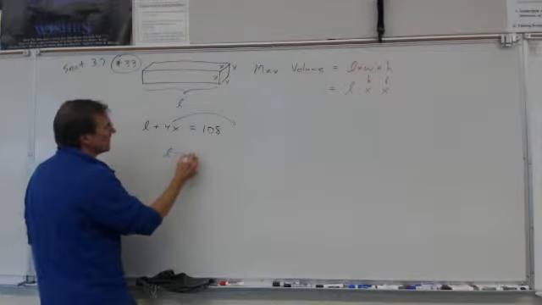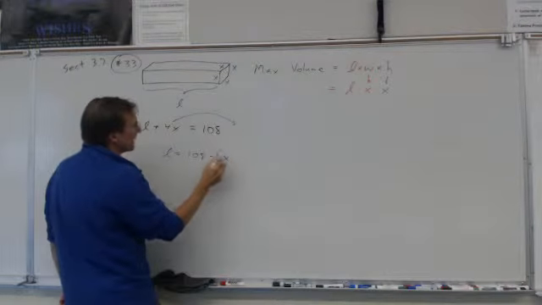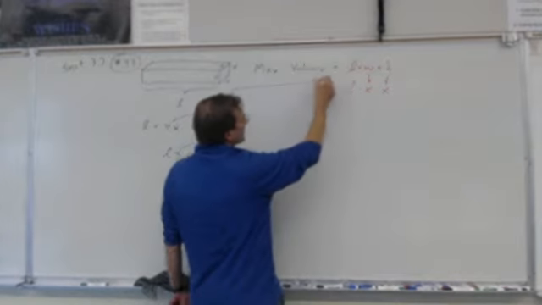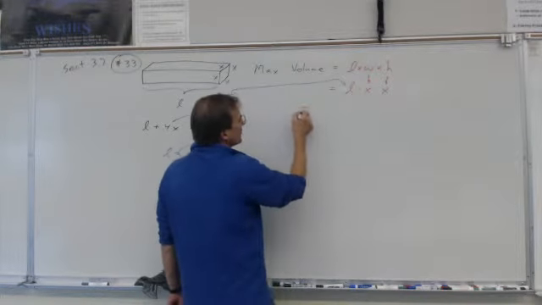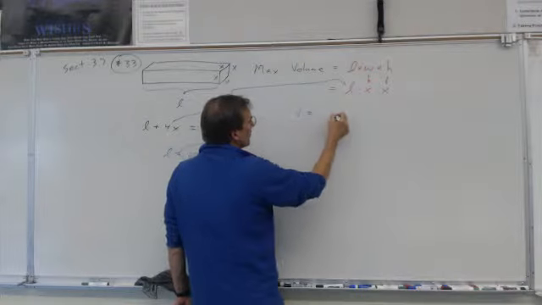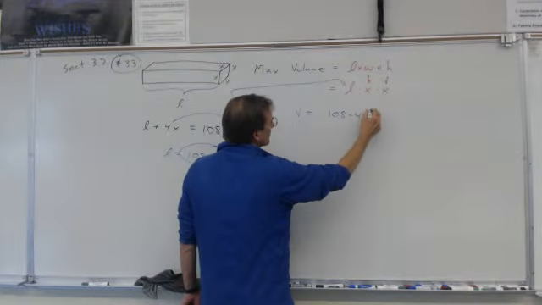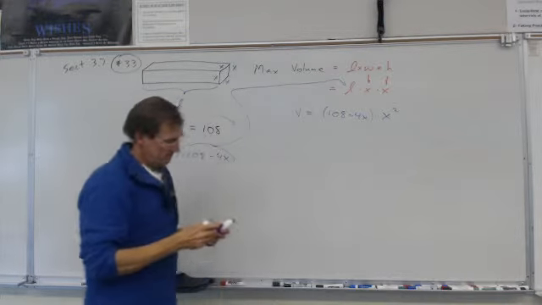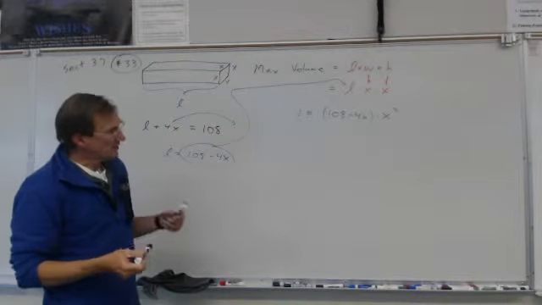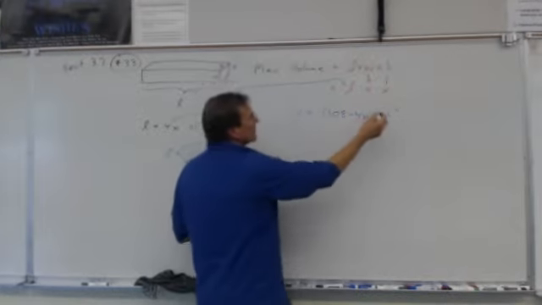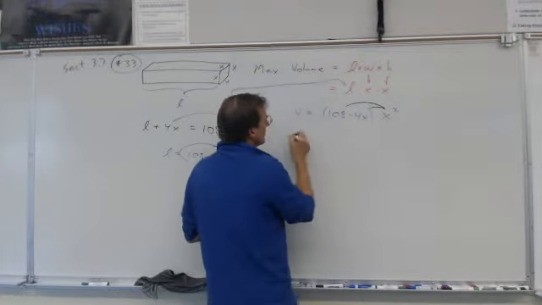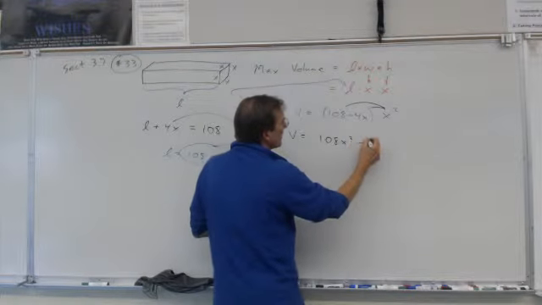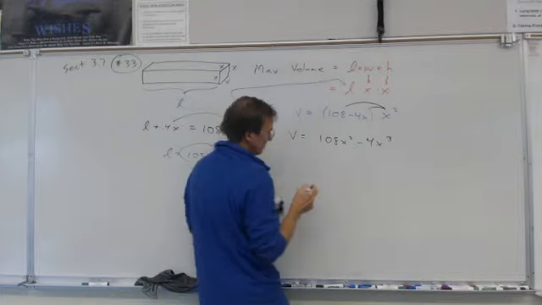So L is going to be 108 minus 4x. We're going to take that 108 minus 4x and put it in here for L. So we get another equation for volume: volume equals (108 minus 4x) times x squared. Before you differentiate it, simplify it a little bit. So we're going to distribute here, and we get volume is equal to 108x squared minus 4x cubed.